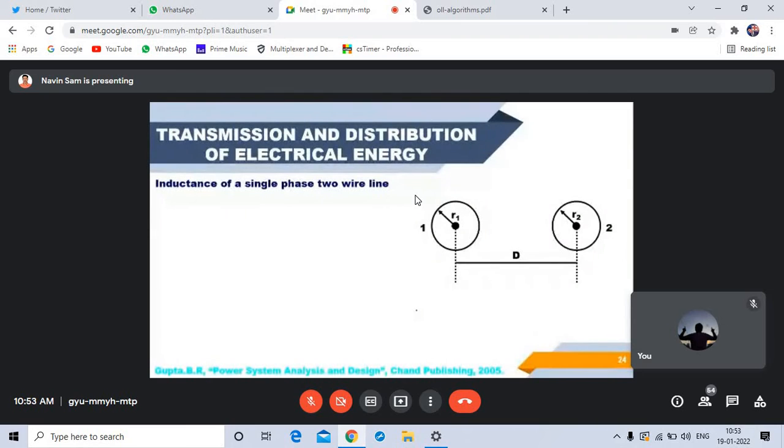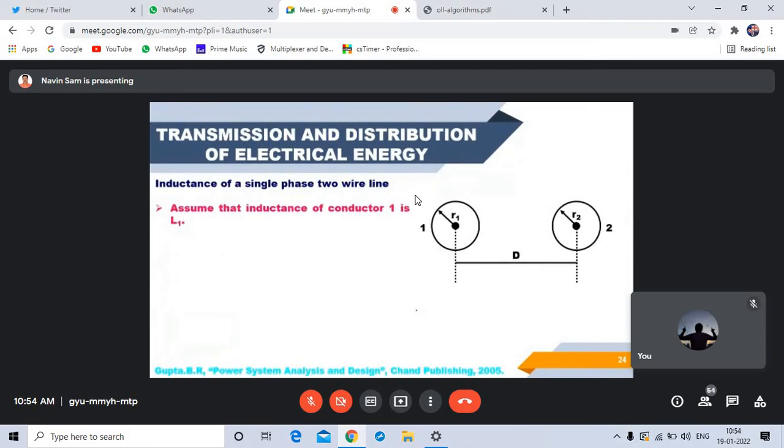Right? So this is about the individual conductors. That is, L1 represents the inductance of conductor 1, L2 represents the inductance of conductor 2. If you add L1 and L2, the inductance of a single phase transmission line can be estimated. Okay, if you add L1 and L2, you can get the inductance of a single phase transmission line. Okay, now let me move on to the derivation.